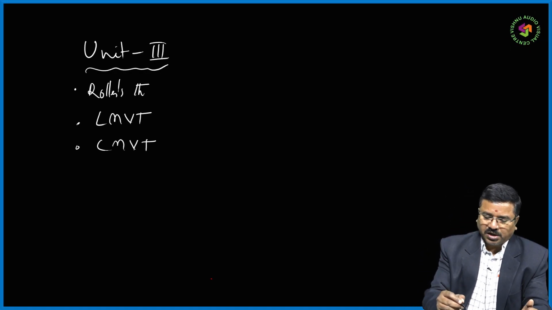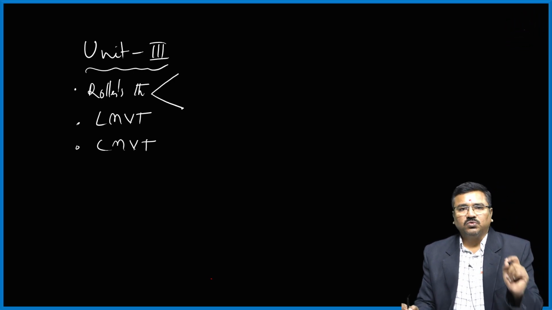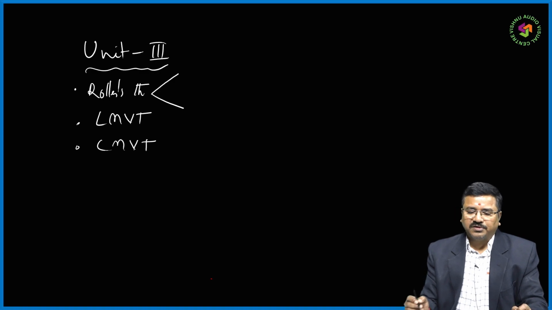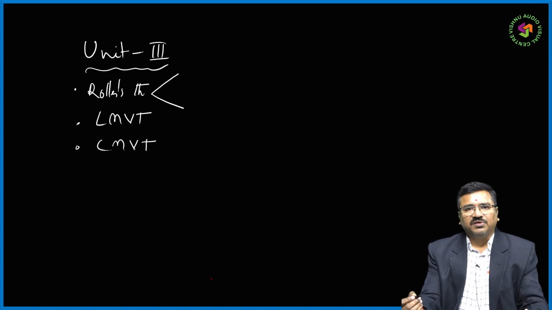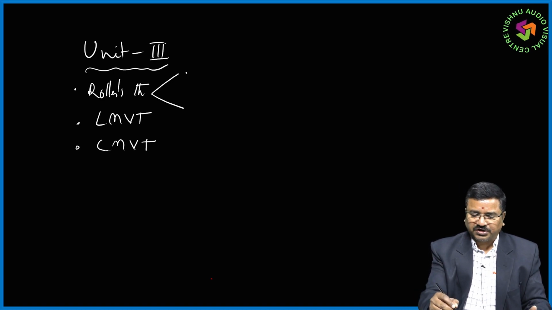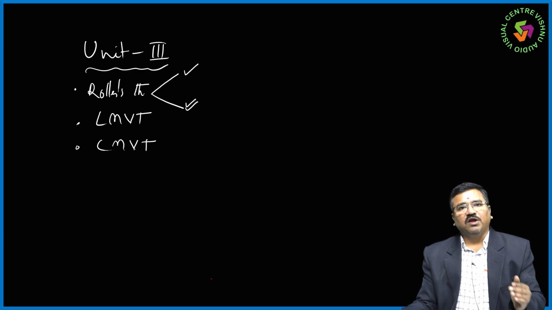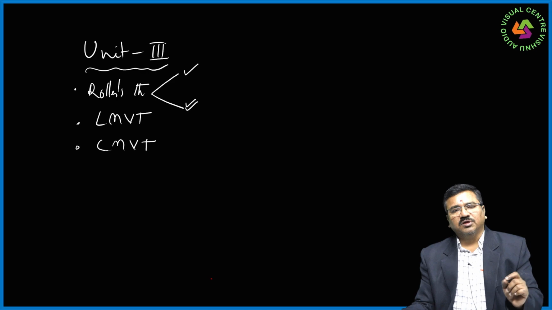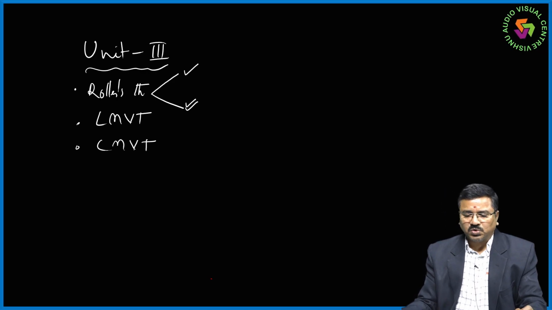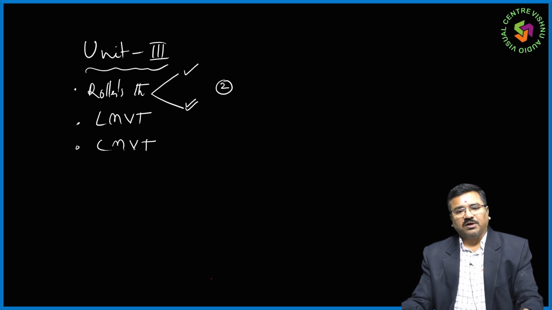Coming to Rolle's theorem, there are two types of questions. One is the applicable case: verify Rolle's theorem, whether the theorem is applicable or not. If all conditions are satisfied, the theorem is applicable, and you just find C. The second is the not applicable problem: if any one condition fails, the theorem is simply not applicable. So there are two types of problems that can be asked for Rolle's theorem.